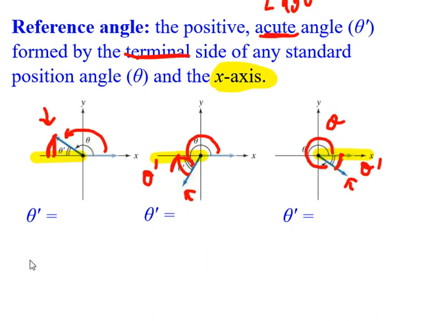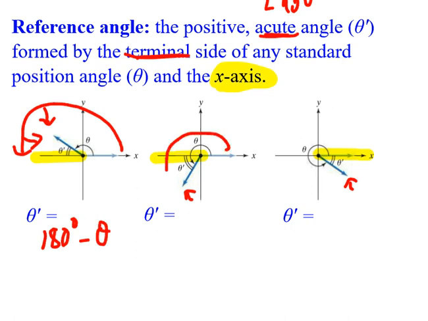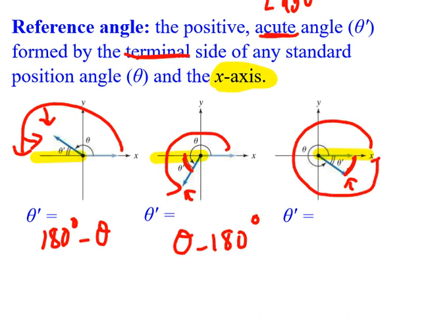So if we think about it, how can I get it? Well, if I think about this angle right here, all the way to here, that would be 180, and I only want to go to here. So we're going to do 180 minus theta. Right here, if theta is all the way to here and I want to know how big this is, well, I could take theta and subtract 180 degrees. And if I want to know this angle right here, I could think about, well, it's 360 all the way to there.